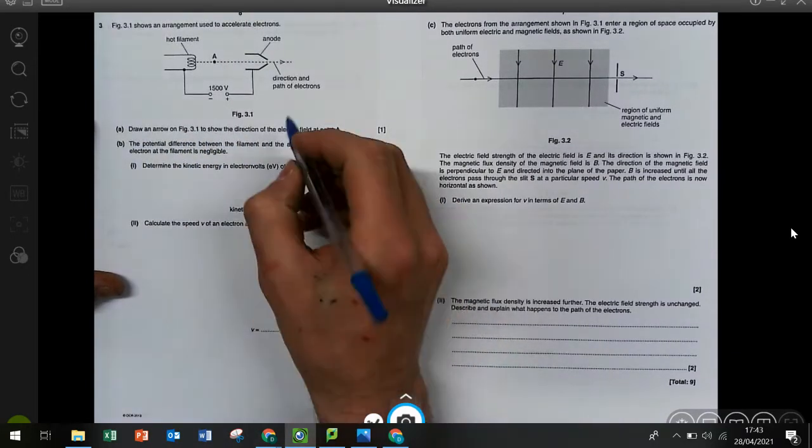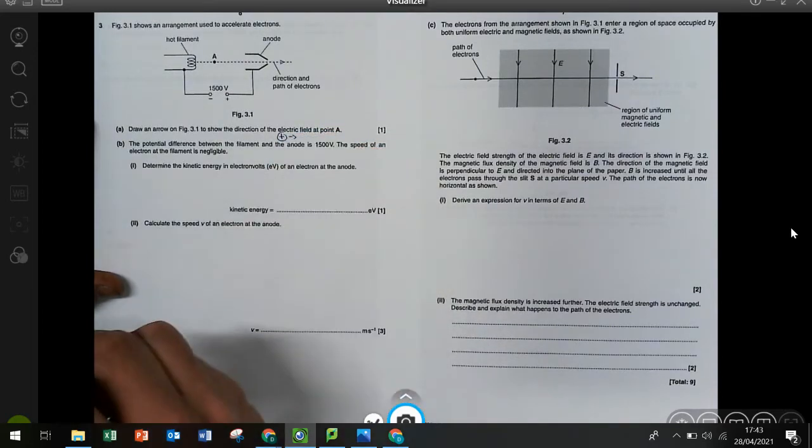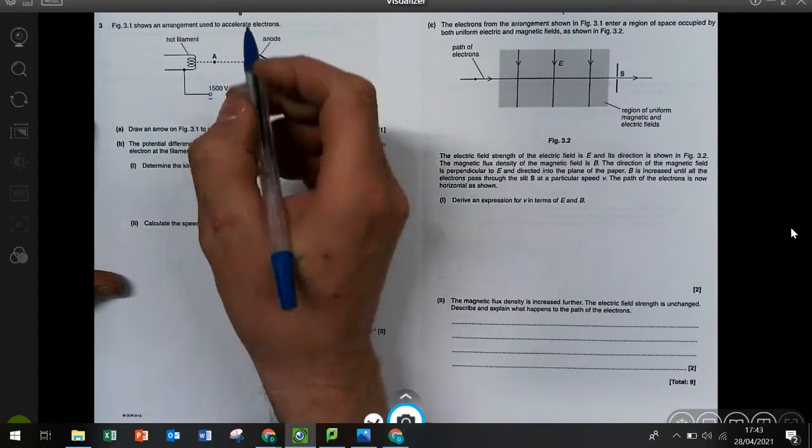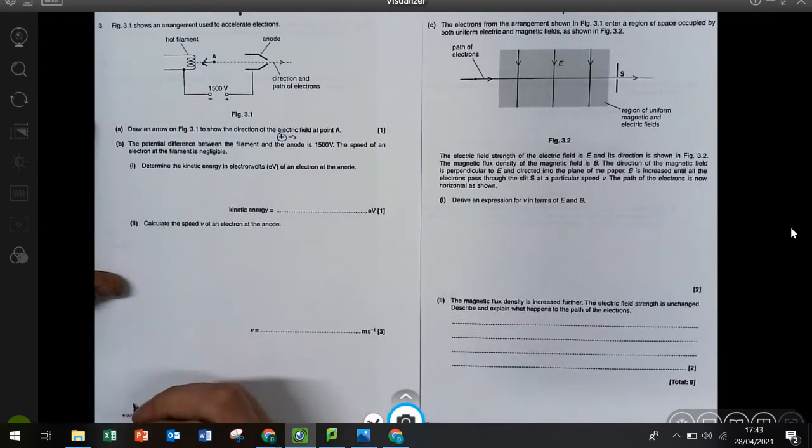So the electric field is always defined as the direction a positive charge will move. So here, if we put a positive charge here, it will go towards the negative terminal. So it should be directly to the left.